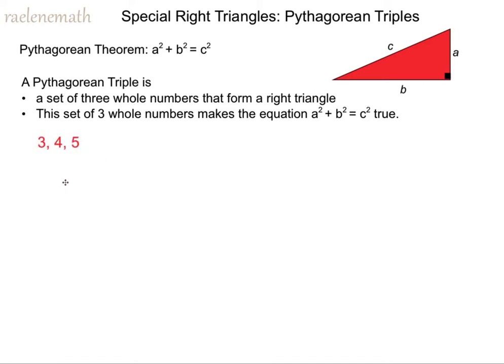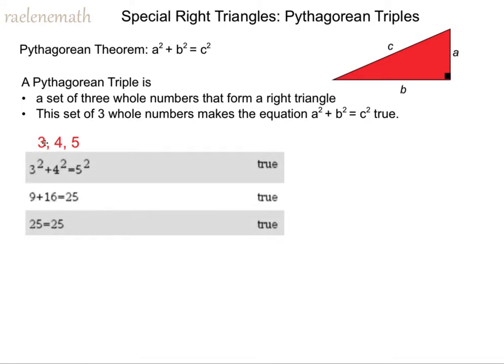One simple example is the set of numbers 3, 4, 5. The largest number is always the hypotenuse. These three numbers satisfy the Pythagorean Theorem because when you square 3 and square 4 and add them together, the result is equal to the hypotenuse squared. So 3 squared is 9, 4 squared is 16, and 9 plus 16 is 25, which is what 5 squared is equal to.